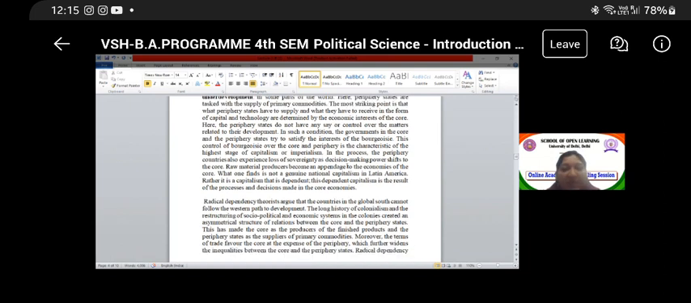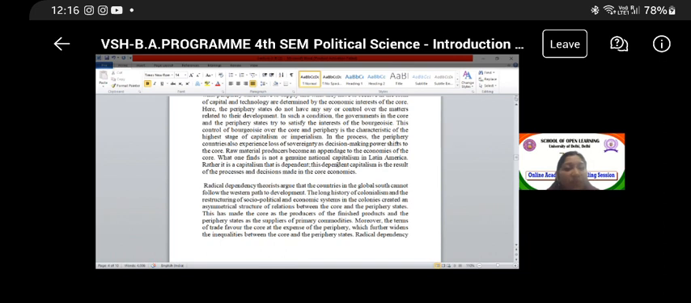So in the process, the periphery countries also experience loss of sovereignty because they don't have decision-making power, because the decision-making power shifts to the core. Raw material producers become an appendage to the economies of the core. What one finds is not a genuine national capitalism in Latin America, rather it is a capitalism that is dependent.